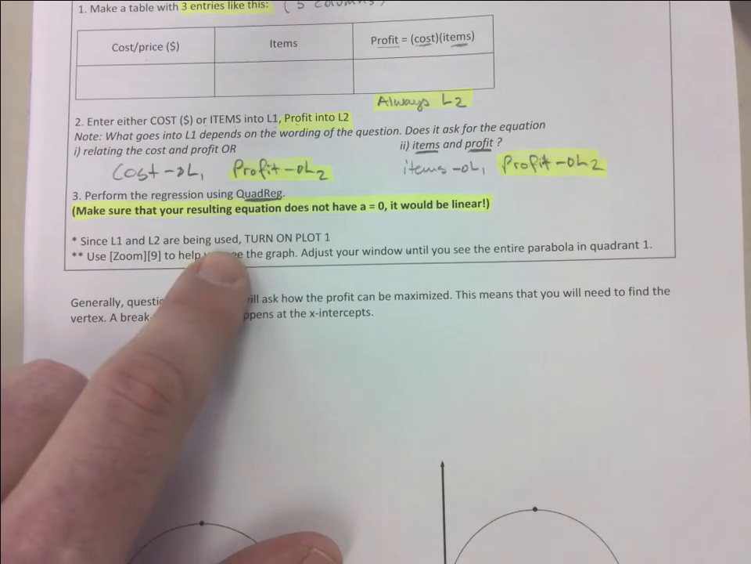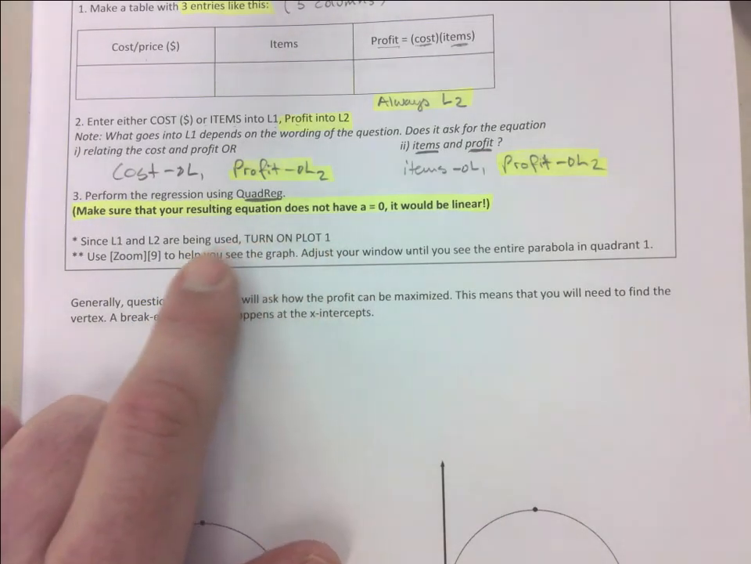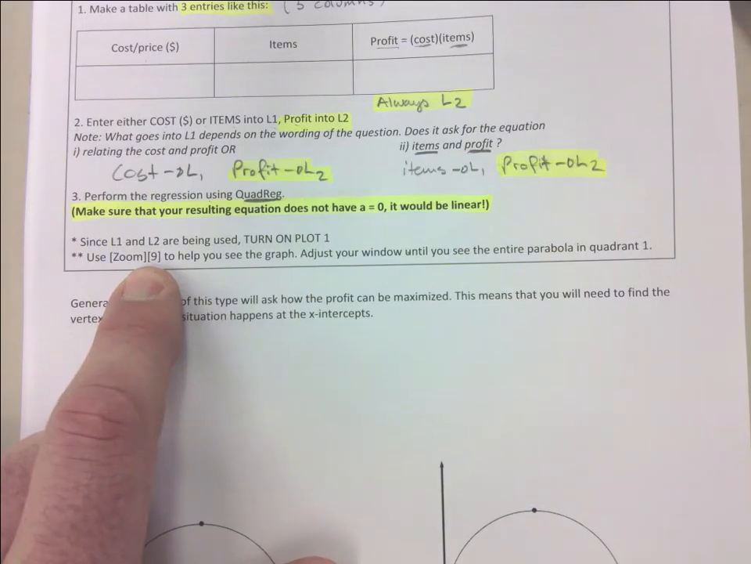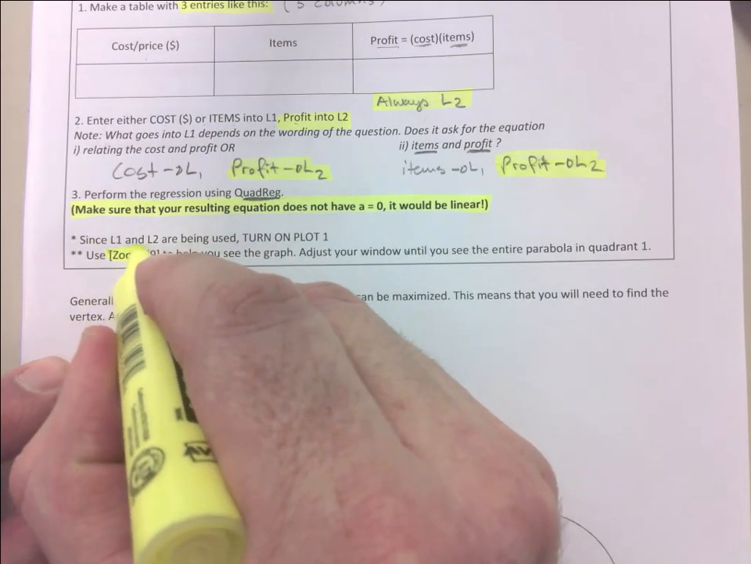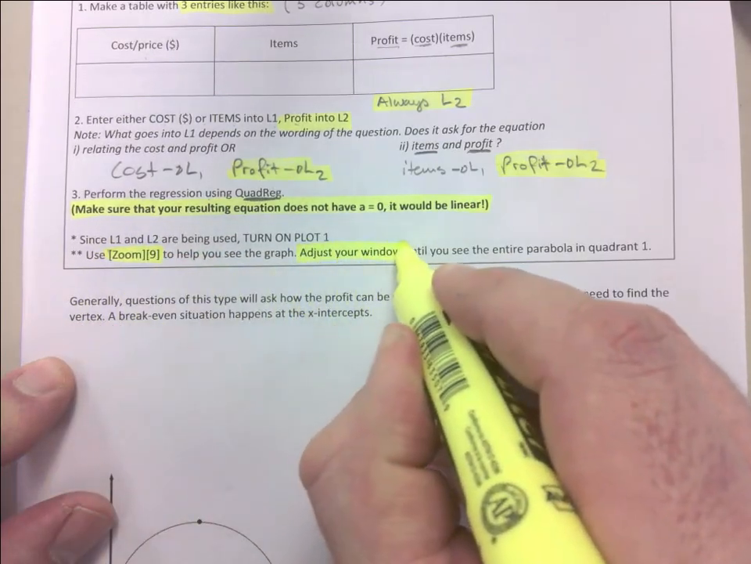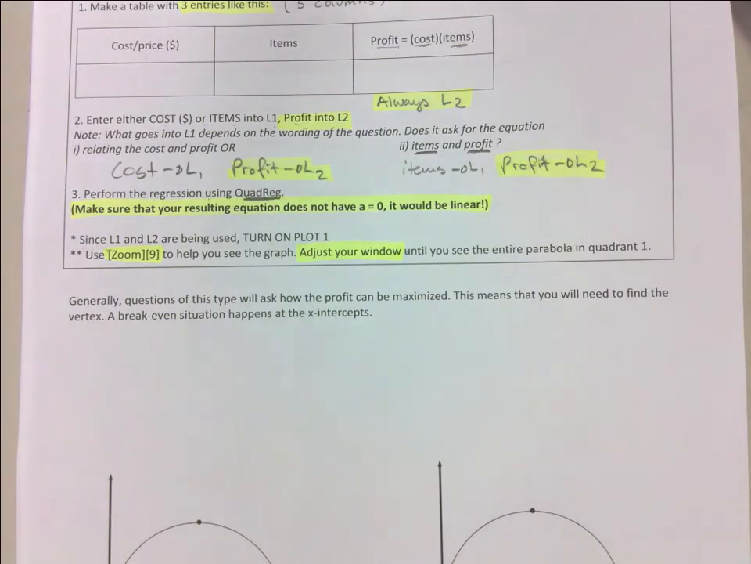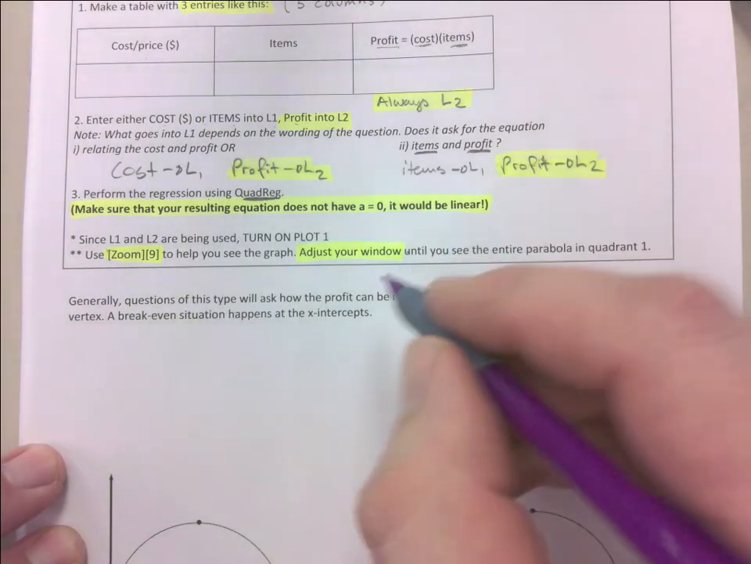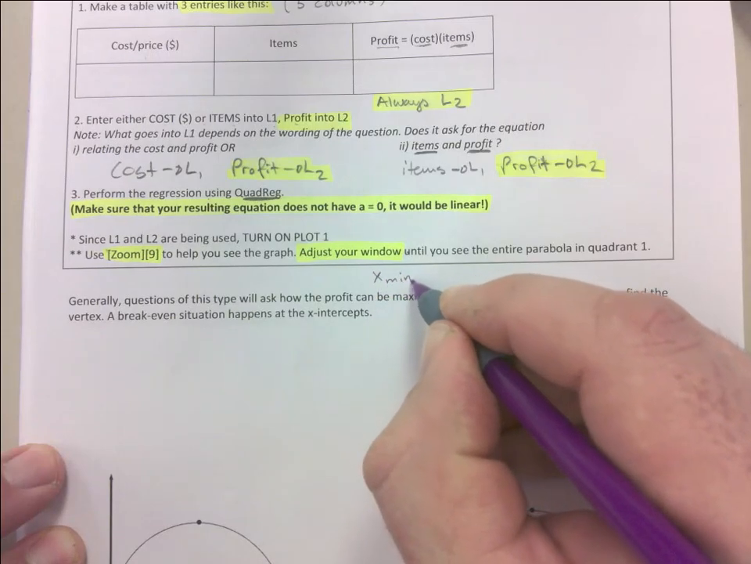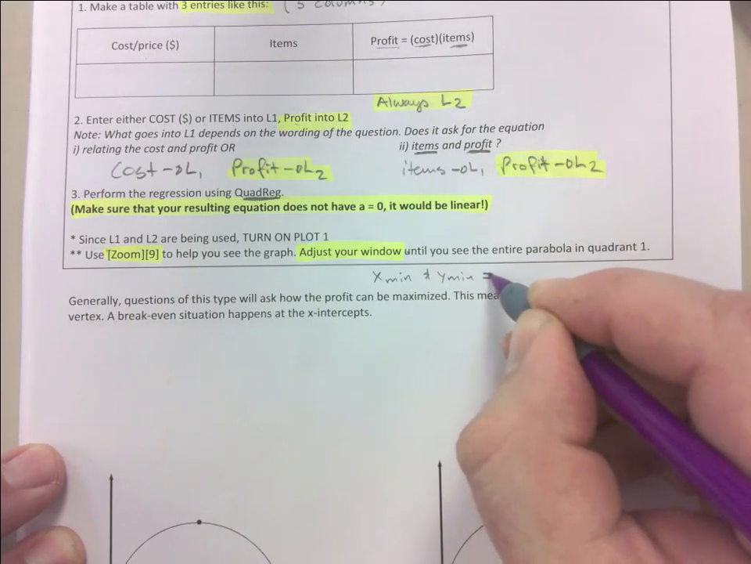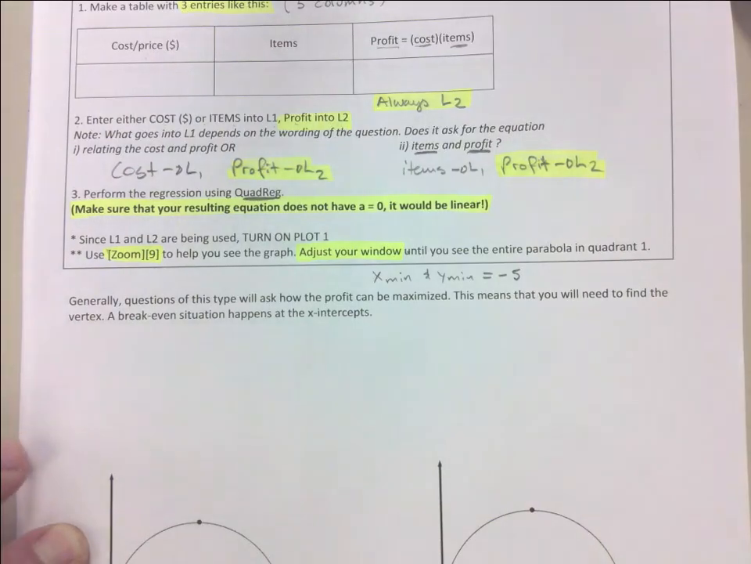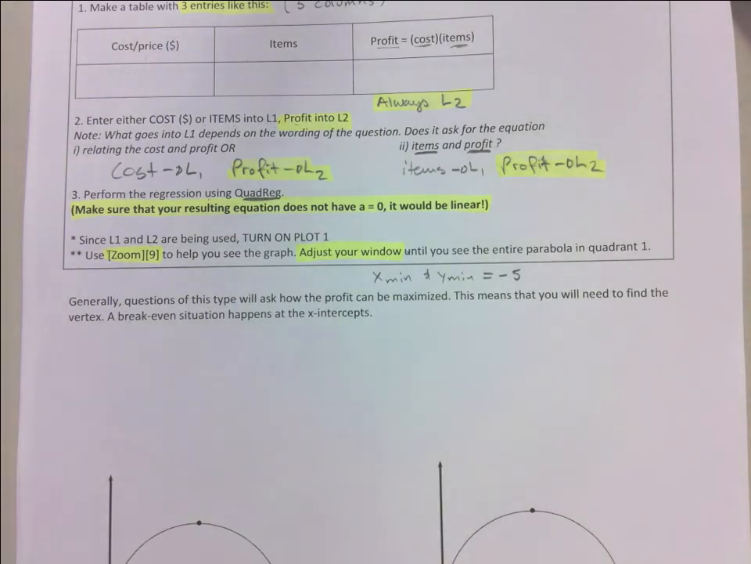Since L1 and L2 are being used, turn on plot 1, use zoom 9. Zoom 9 is zoom stat, and then adjust your window. This is very important. If you want to use that, make sure you adjust your window accordingly. So I will add something here. X min and Y min, maybe set them to -5 for sure. Like -5 is safe. If you want to go -10, that is safe as well. Okay?